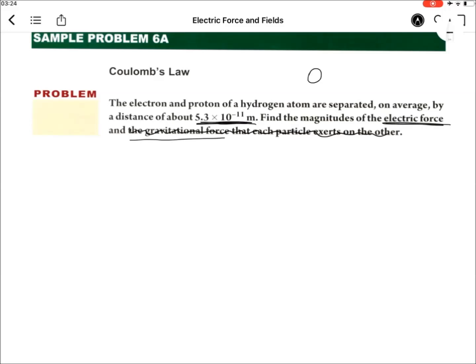As you know, there is a center, there is a proton and neutron. Around the center, there is an electron. So the distance between proton and electron is 5.3 times 10 to the negative 19. So that is the distance between them. We use F equals K times Q1 times Q2 over R squared. K is the Coulomb constant. We will use that constant. K is 9 times 10 to the 9.